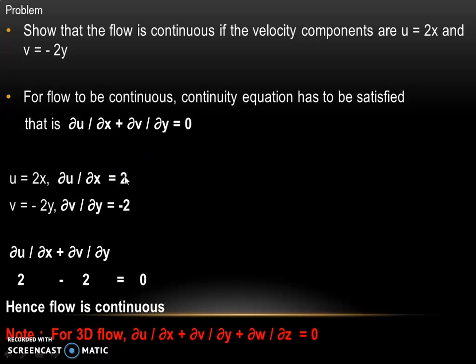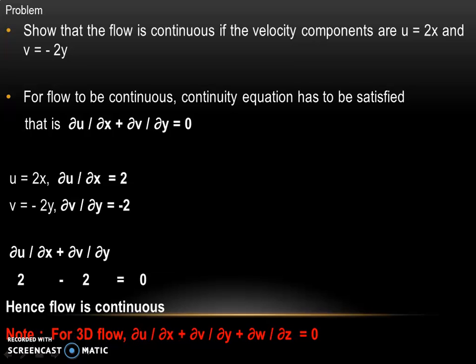And now we will substitute these values in the continuity equation. So dou u by dou x is equal to 2 and dou v by dou y is equal to minus 2. And the summation of these two terms is equal to 0. Hence the flow is said to be continuous.